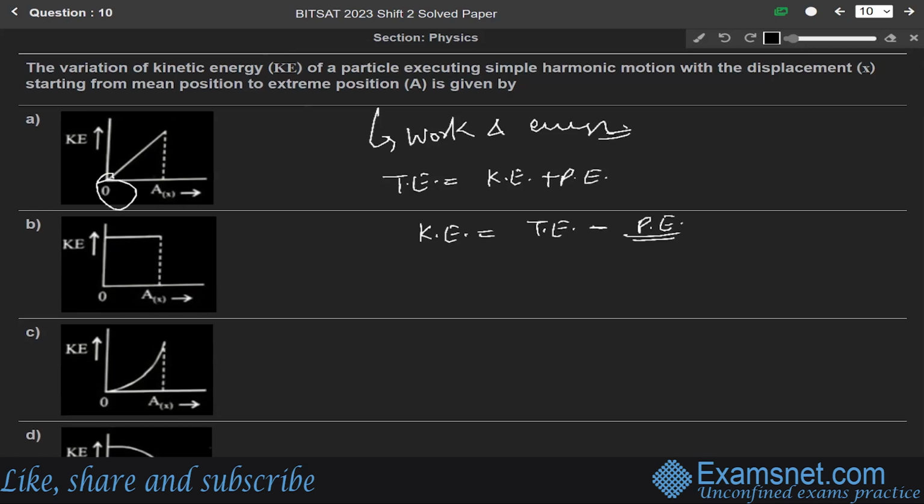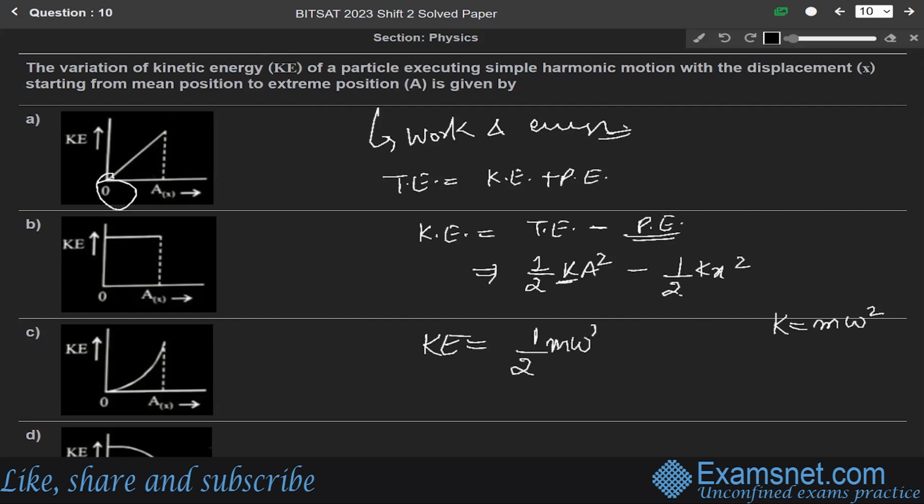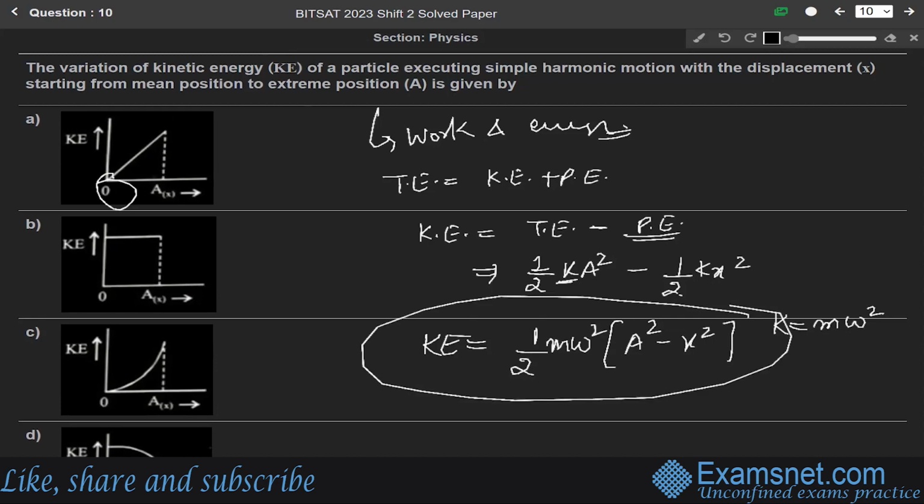This total energy will be equal to half K A square, and this potential energy will be half K x square. So kinetic energy will become, taking half common, and since we know that K equals m omega square, writing m omega square in place of K, kinetic energy equals half m omega square into A square minus x square. This is our final equation for finding the kinetic energy with respect to the position x.